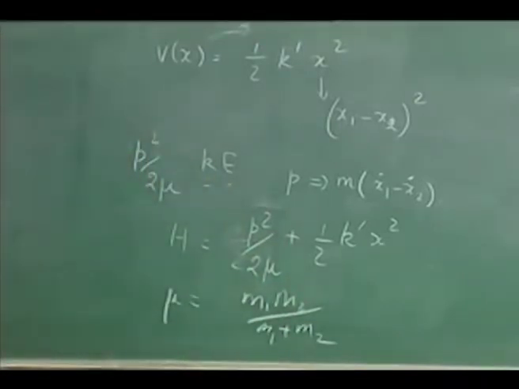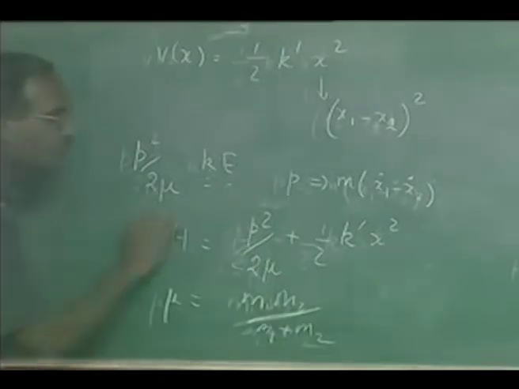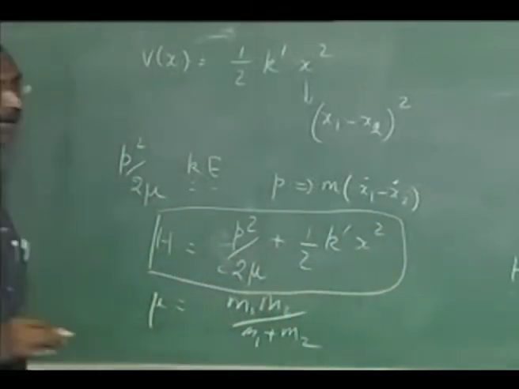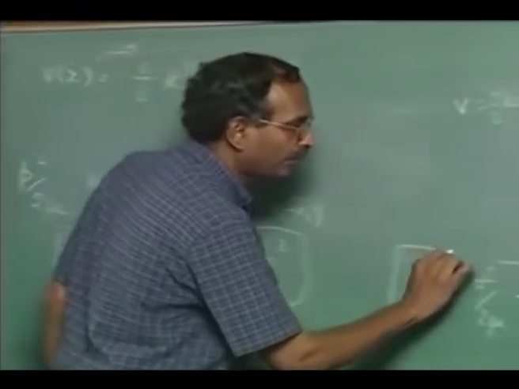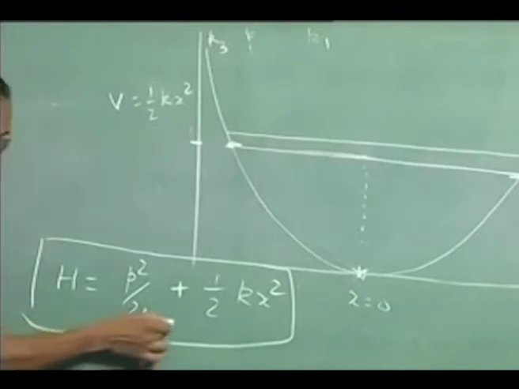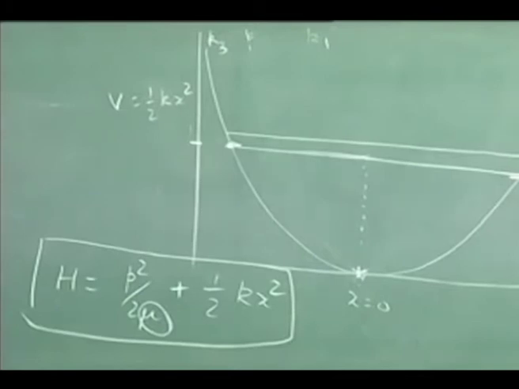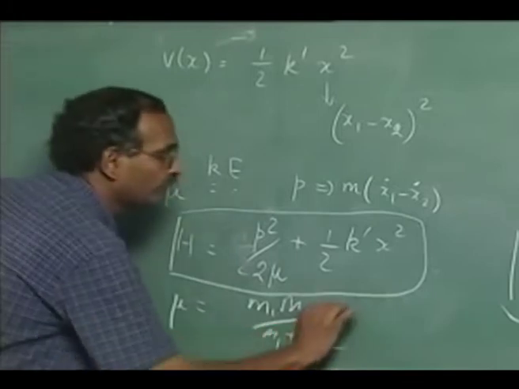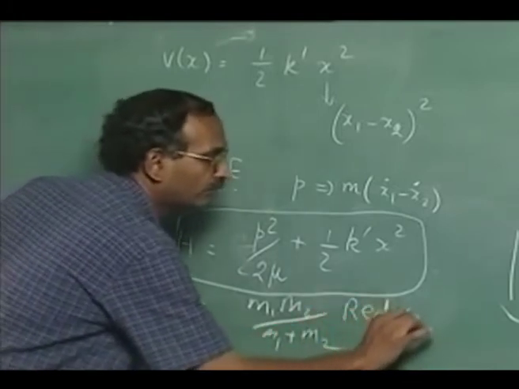Okay. So with this being the molecular Hamiltonian and that being the Hamiltonian of a simple harmonic oscillator, the analogy is very clear: whatever was the mass of the harmonic oscillator is now replaced, in the case of a diatomic molecule, by a reduced mass. This mu is called the reduced mass.